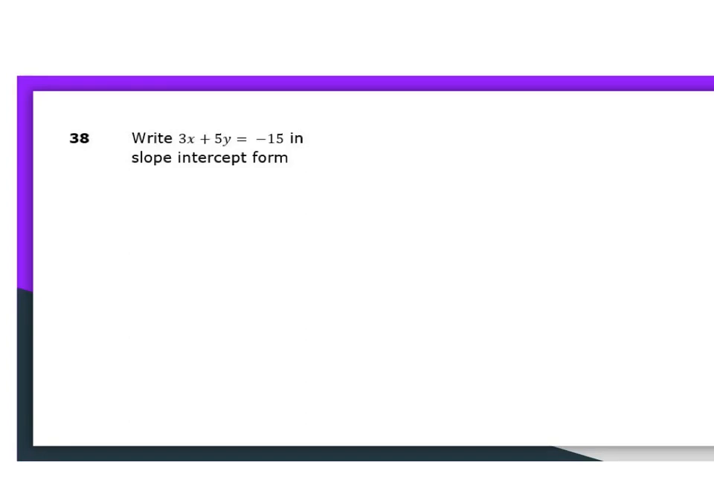Question 38, we're being asked to write the equation 3x plus 5y equals negative 15 in slope-intercept form. Remember, slope-intercept form is y equals mx plus b. So the first thing we're going to need to do is go ahead and rewrite the equation so that we have space to work it out. You also want to double check and make sure that everything has been written correctly. No negatives or variables have been left out. Then I'm going to go ahead and draw my line through the equal sign to remind us whatever we do to one side, we have to do to the other.